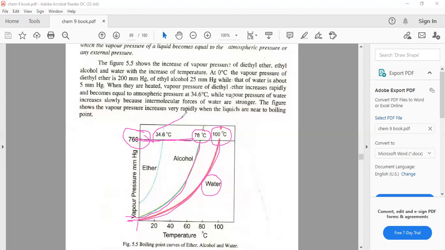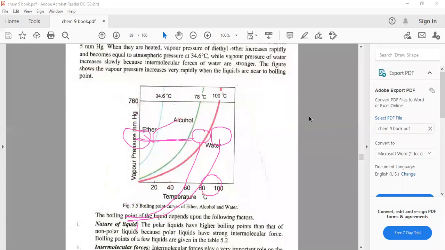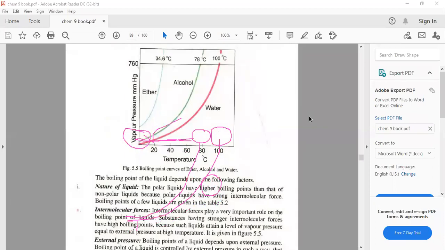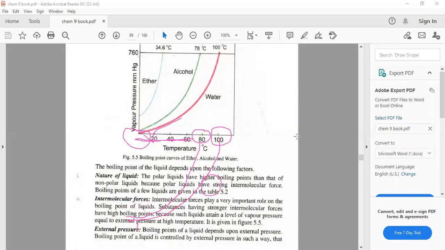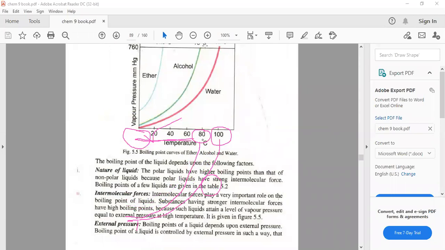So by this curve, you can understand that boiling starts when the vapor pressure of a liquid becomes equal to the atmospheric pressure. In the same way as evaporation and vapor pressure, boiling point also has some factors which affect it. So let's discuss them one by one. Nature of liquid.